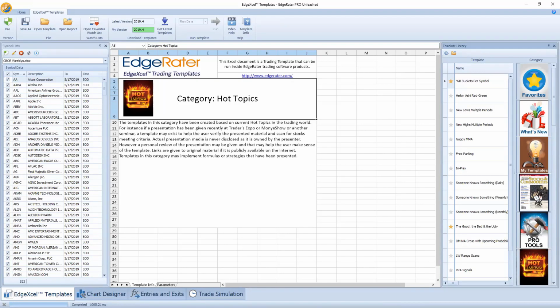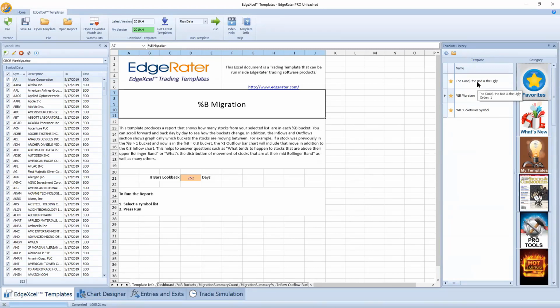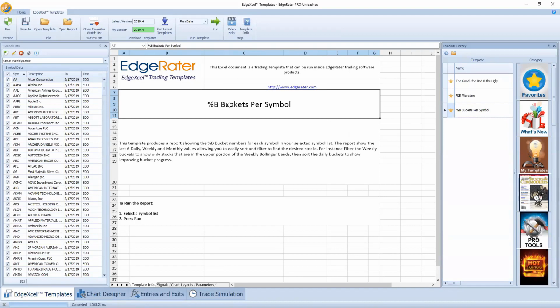Wojtek, the standard %B Bollinger Band length is 20 period daily. That's correct. Is there a way to change it to 50 period? Yes, good question. Let's bring back the template. This is not something that the template has enabled a configuration for. If you're talking about the buckets per symbol template, it's put into the template itself.